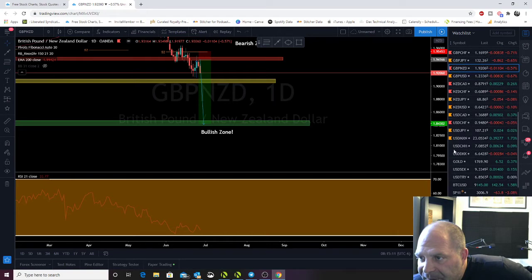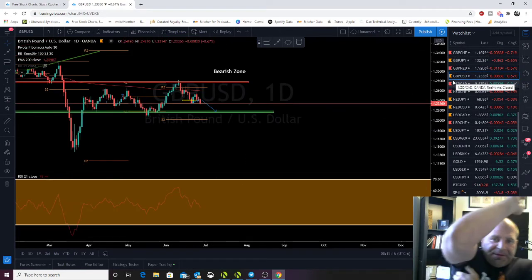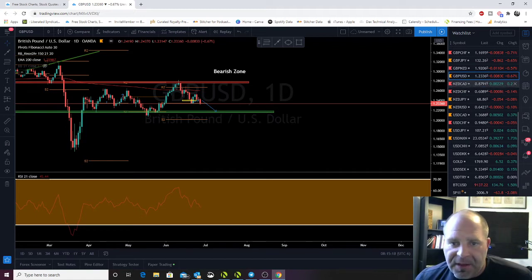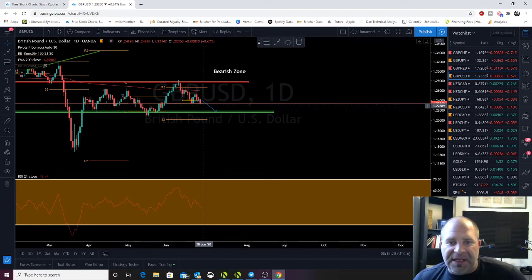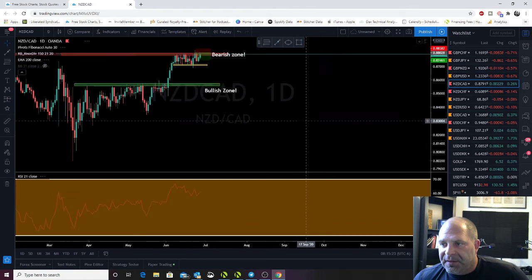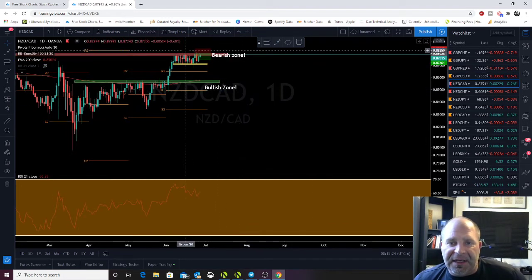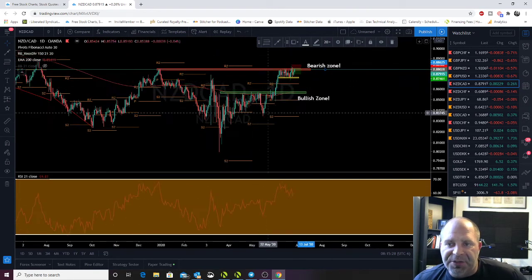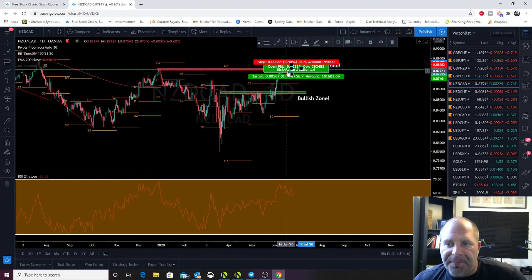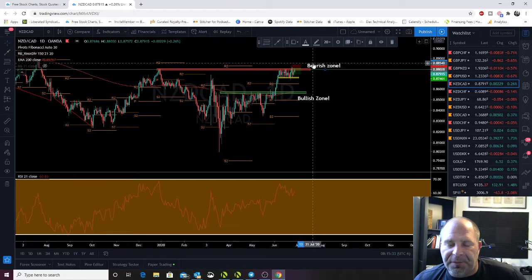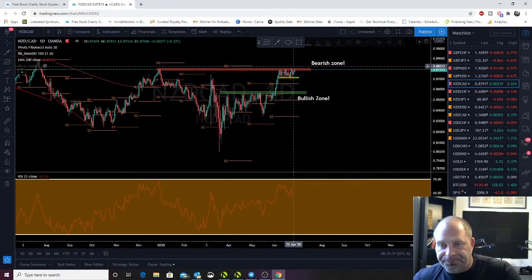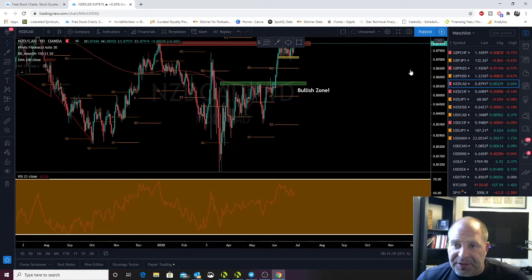Where are we over here? British pound, US dollar. Let's see how the cable is doing. Again, downside, downside, downside. NZD, Canadian dollar, we are testing a bearish zone, so we are short this pair. Now, it's come back a little bit against us, so if you didn't get the original short, now's a good time to be looking at it.